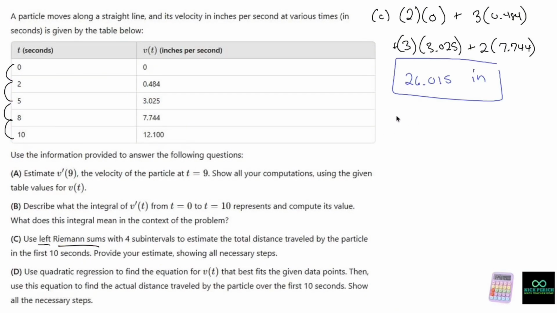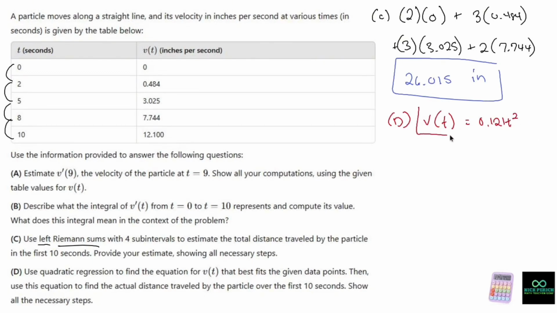All right, so let's finish this guy out. All right, we're on D, and the equation that we ended up with was, if we're doing the velocity function, quad reg gave us v of t equals 0.121 t squared plus 0t plus 0.